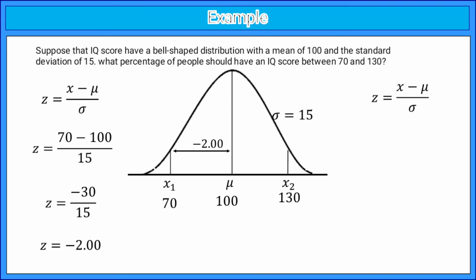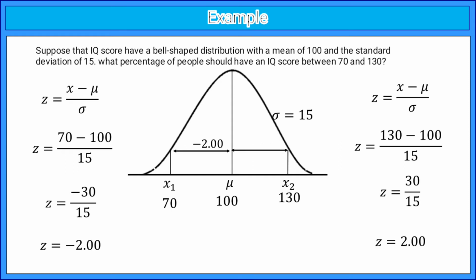We have z equals x minus mean divided by standard deviation. 130 minus 100 divided by 15. 130 minus 100 is 30, divided by 15 is positive 2.00. We're just going to plot it here for our z. Then we're going to get the percentage of this z-score 2.00 and get the total of those two, or sum it all.